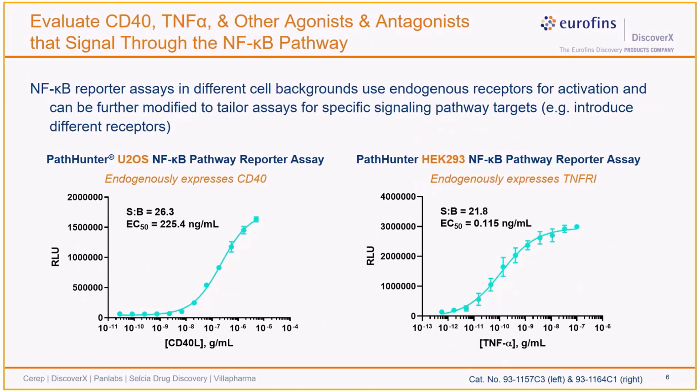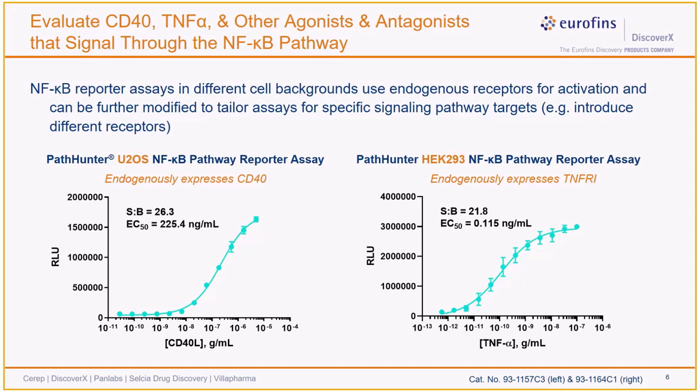The first two examples of our pathway reporter assay utilize a reporter gene for the NFkB pathway that I showed earlier in the introduction. Assays with this reporter gene have been developed in two different cell backgrounds, the U2OS cell background shown on the left graph and the HEK293 assay shown in the right graph. And these two assays use different activators for this pathway. In the case of the U2OS, CD40L is used as a ligand, and on the right for the HEK293, TNFα. These ligands are used to activate receptors endogenously expressed by each cell type.